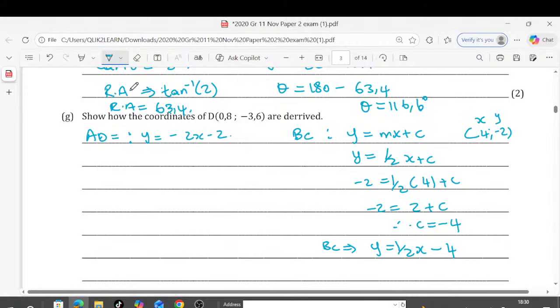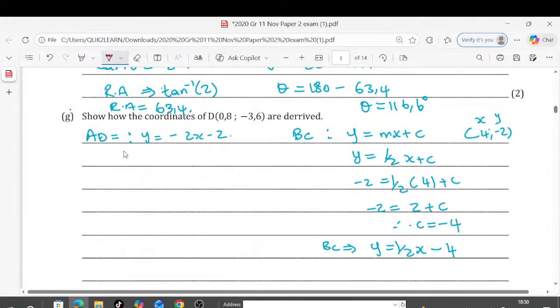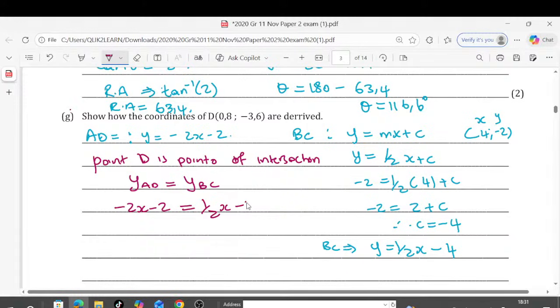So remember, D is the point of intersection. I'm going to write this down so that everyone can get this right now. Point D is the point of intersection. So to find the point of intersection, we take the equation of AD, and we need to equate it to the equation of BC. So we're going to take -2x - 2 and equate it to (1/2)x - 4. Can you see the only variable is x, so we need to solve for that x value.